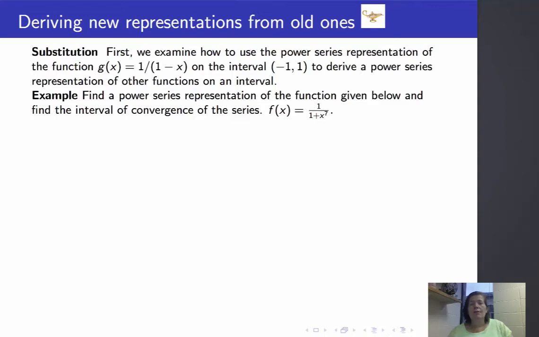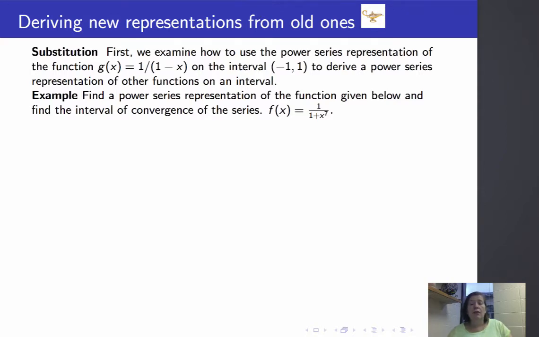So we're going to derive some representations of power series using our knowledge of the geometric series. So we know the function g of x equals 1 over 1 minus x is equal to the power series, the sum of x to the n running from 0 to infinity, for values of x between minus 1 and 1. And now we're going to use this to derive power series representations of other functions.